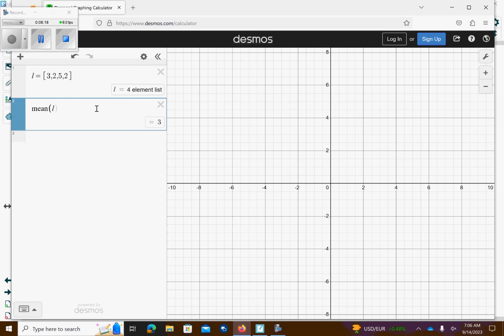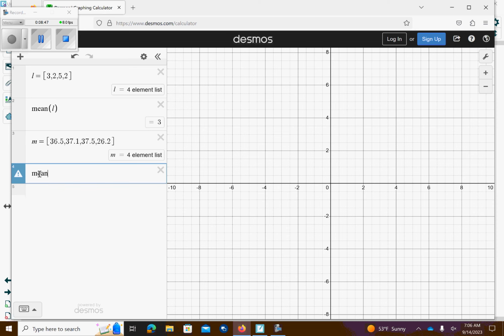Find the average time it takes to complete the race. Okay, so I'm going to come down here and just do another bracket. So I have square bracket, let's see, 36.5, 37.1, 37.5, and 26.2. Those are in seconds. So we have 4 elements. So find the average time. I'm going to find the mean of M. The average time it takes a person to finish this particular race is 34.325 seconds.